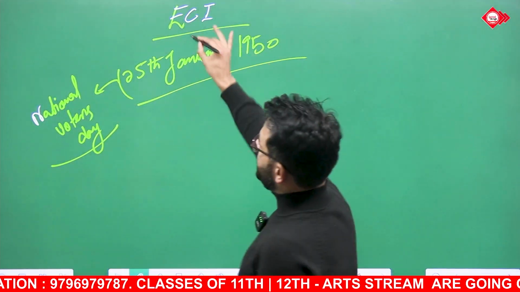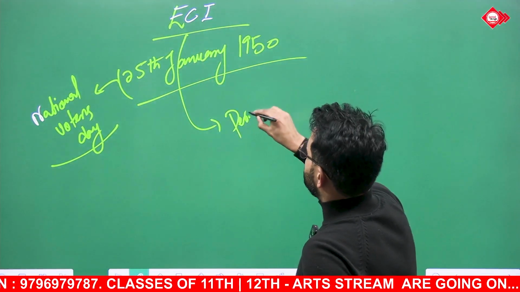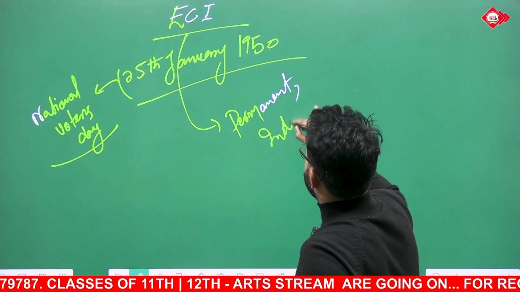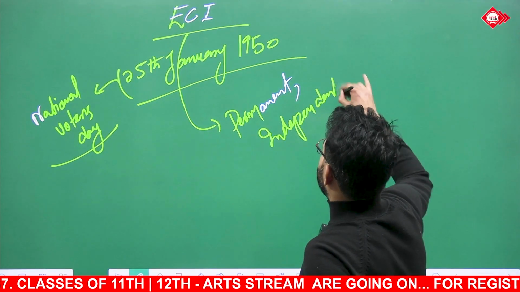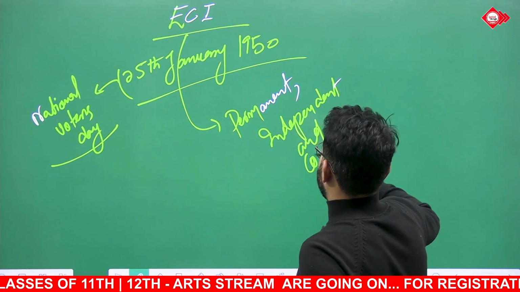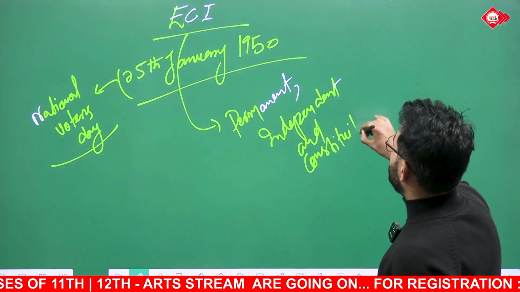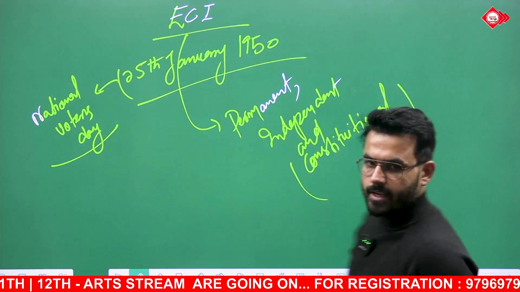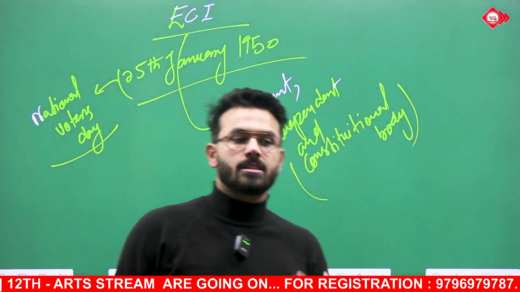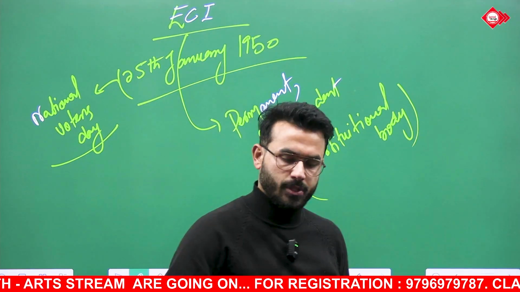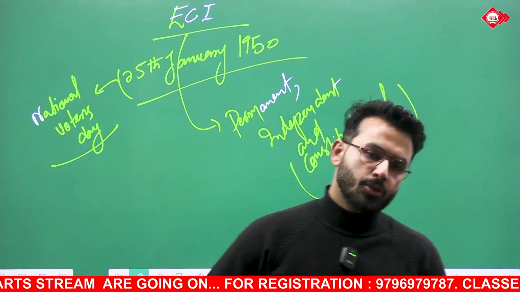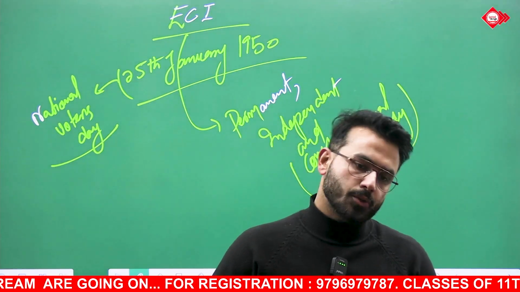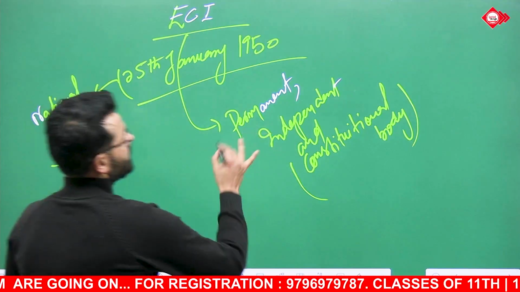This Election Commission of India as a body is a permanent, independent, and constitutional body. Now this part, constitutional body, is important. When we say it is a constitutional body, we mean that it is directly created under the provisions of the Constitution, that is, it derives its powers right from the Constitution. Its structure, its functioning, and its powers are provided in the Constitution of India. It is a constitutional body.